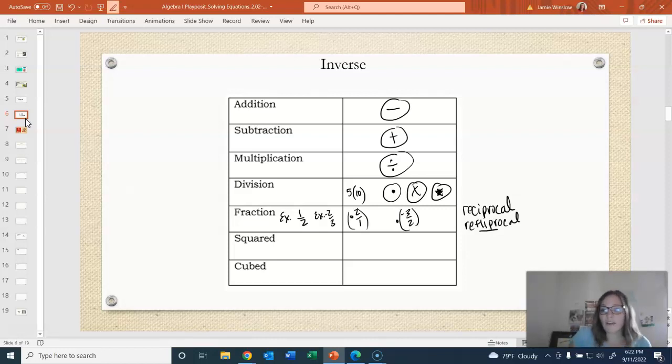The inverse of squaring, so something like x squared, the inverse of squaring is square rooting. And similarly, the inverse of cubing is cube rooting. We're going to do a lot more with squares and cubes this year.